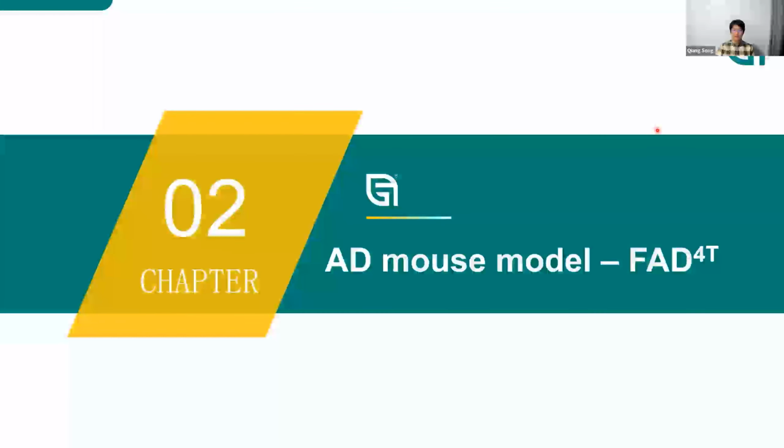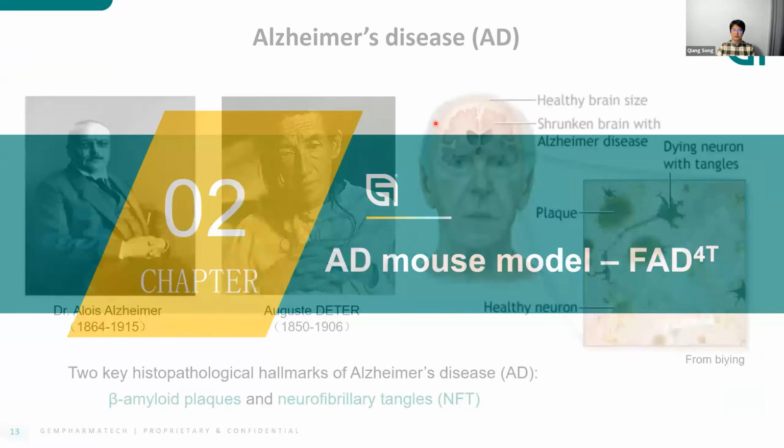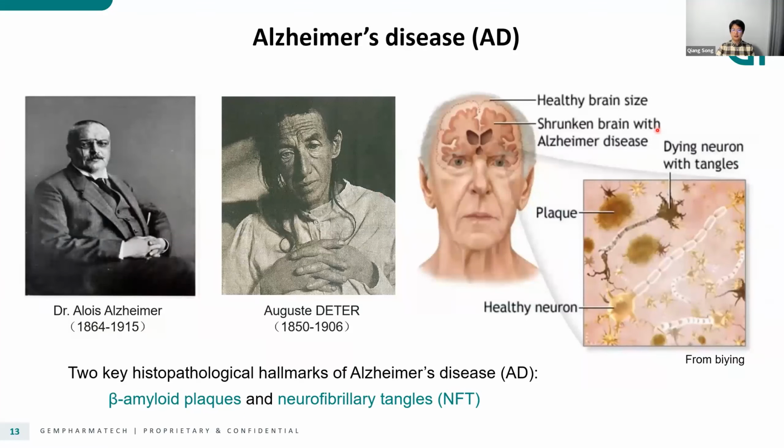Firstly, in the second part, I would like to give a brief introduction about the AD mouse model called the FAD4T mice. The histopathological hallmarks of Alzheimer's disease, like amyloid beta plaque deposition and neurofibrillary tangle formation in AD patients, can be detected by the Dr.